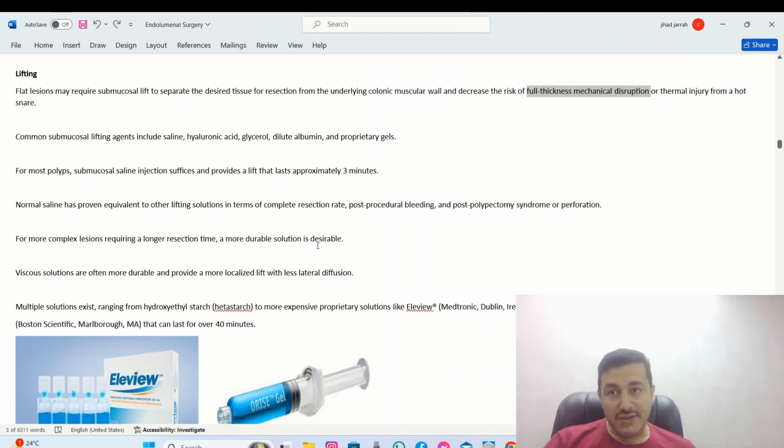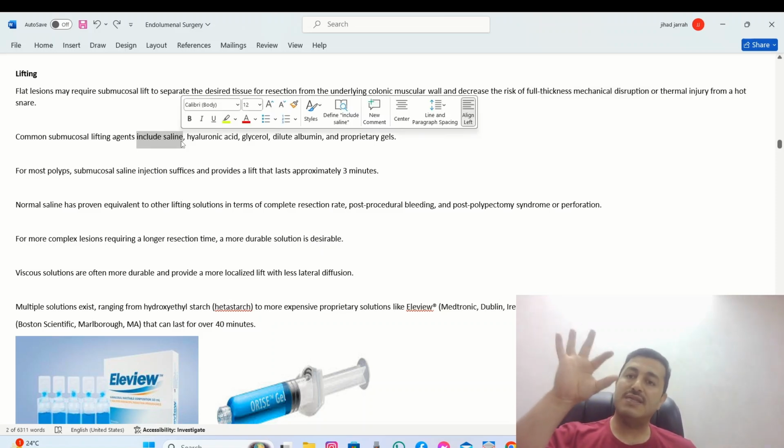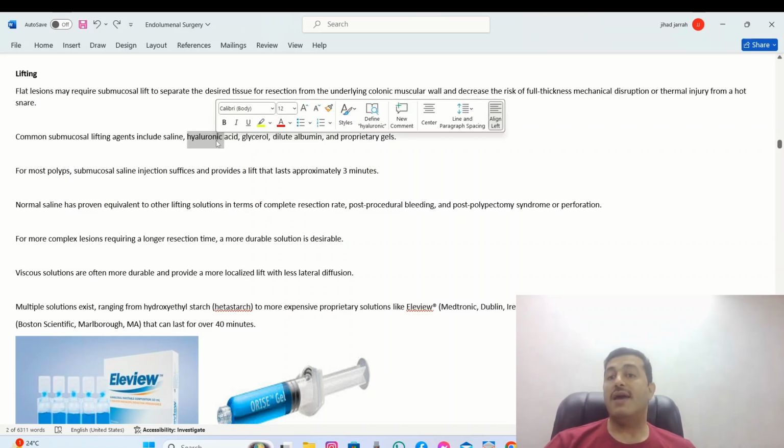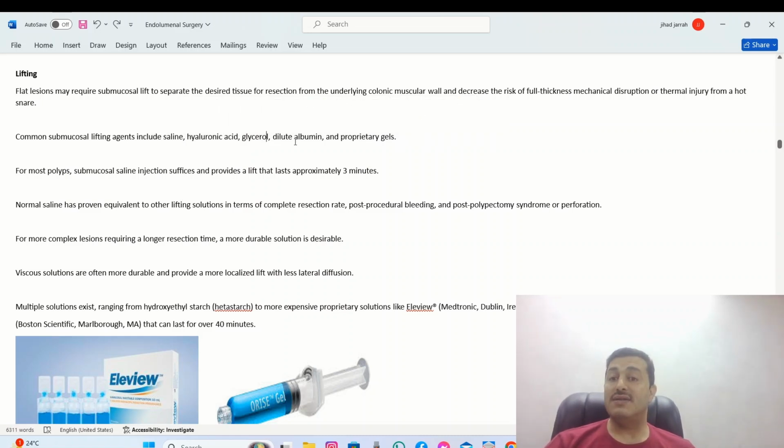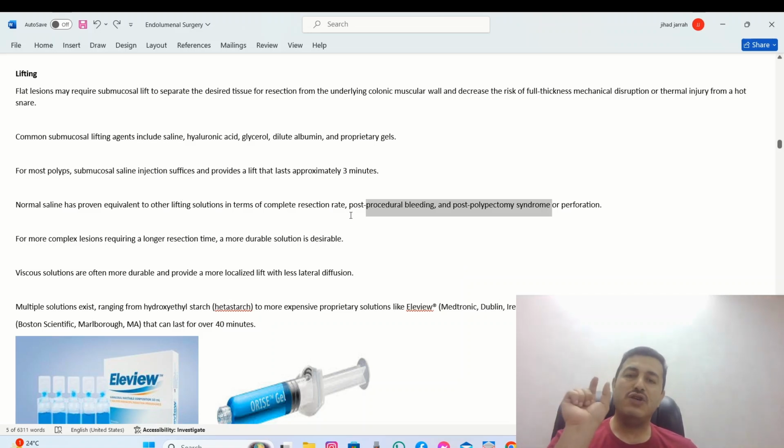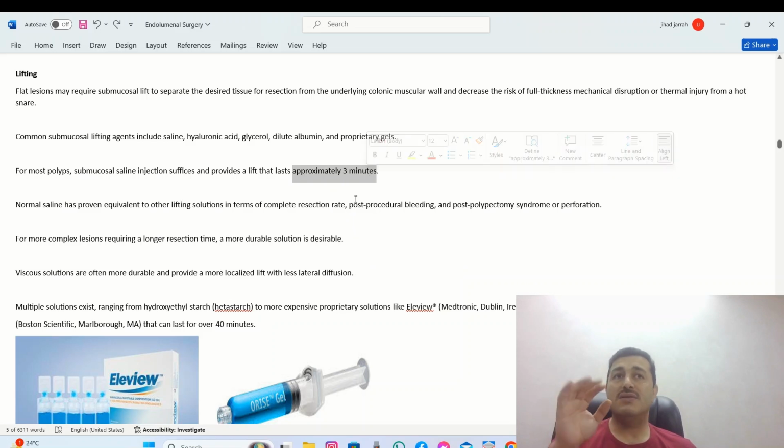We have different agents for this. For example, saline. We can use saline to create this lifting or this space. Others are hyaluronic acid, glycerol, albumin, etc. Saline is ideal when compared to all other agents regarding the completeness of the resection, post-procedural bleeding, post-polypectomy syndrome, and perforation. The disadvantage of saline is that it gives you elevation only for a short time, only 3 minutes, so it's appropriate for a rapid procedure.